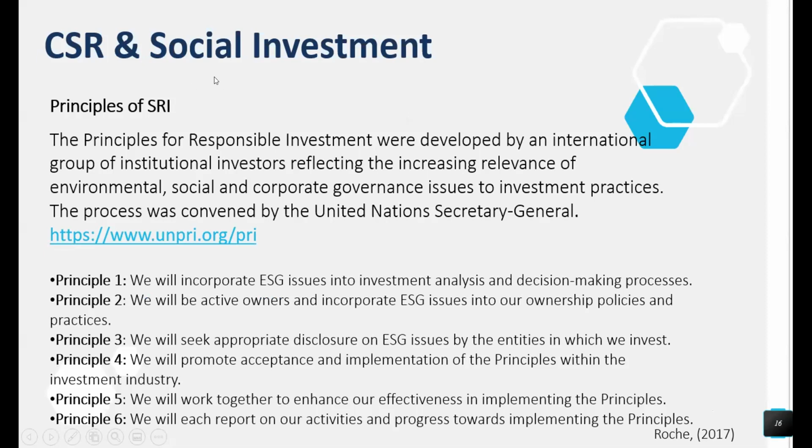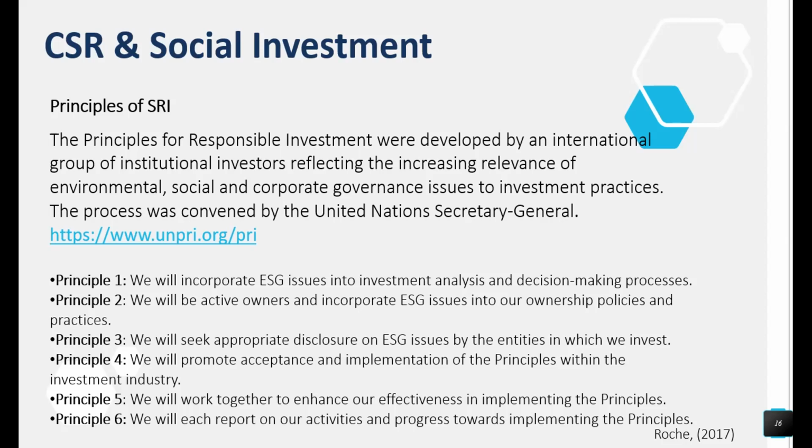So the principles for responsible investment were created by institutional investors, and it has been focused on how important environmental, social, and corporate governance issues have been to investing. And principle number one, we're going to incorporate environmental, social, and governance into investment analysis and decision-making processes. We're going to be active owners and incorporate ESG issues into our ownership policies. We're going to disclose ESG issues.